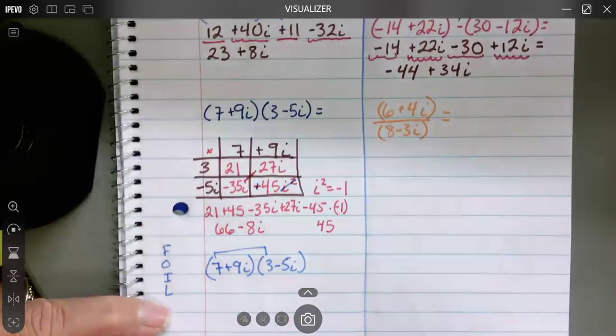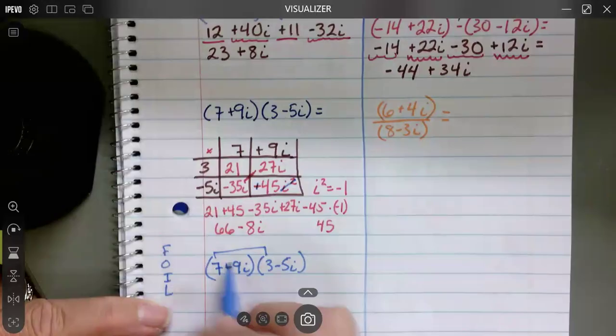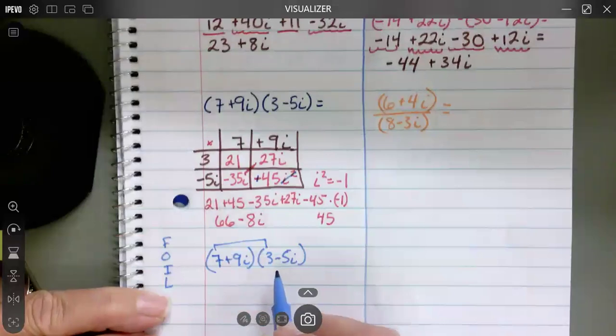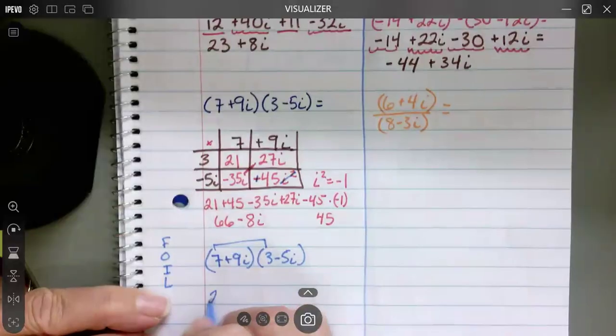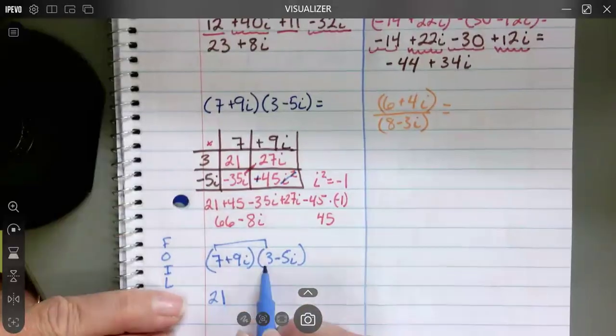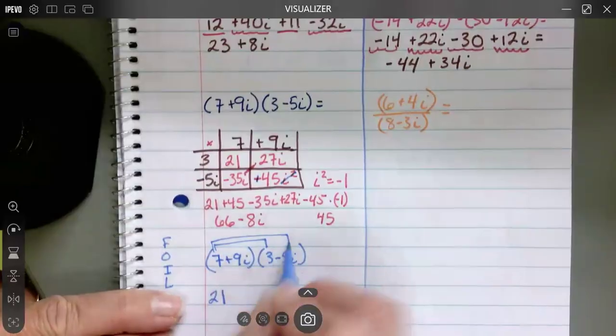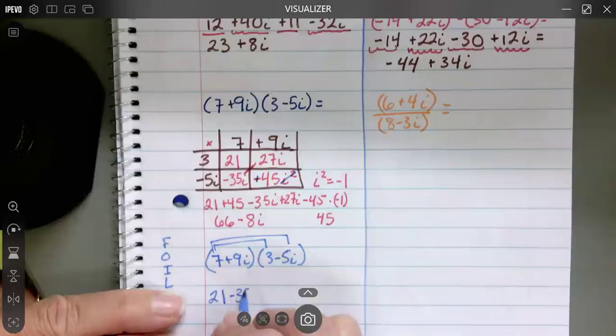Now I see lots of people will do all of the little lines first, but I find that when we do that, we make more mistakes in our multiplication. So I like to make the line 7 to the 3, and then I want to do the multiplication. So 7 times 3 is 21. Now I'm going to do my outer terms. So 7 times negative 5i is negative 35i.